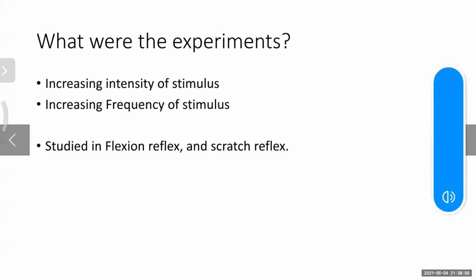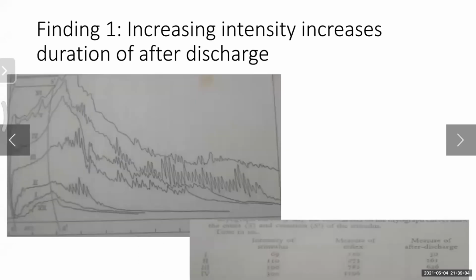Okay, right. So that's what we discussed, right? Mr. Subramanian, we had a lot of discussion about that, right? And what is the purpose of that? So we'll look into the findings of it. Here, one is increasing intensity increases the duration of after discharge. Now, you can see the values which are given on the bottom of the slide, right? So he had increased the intensity of the stimulus: 69, 110, 190, 300.